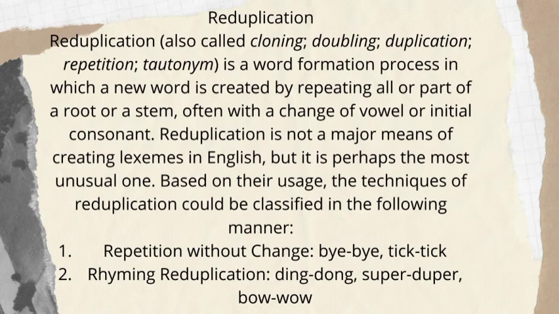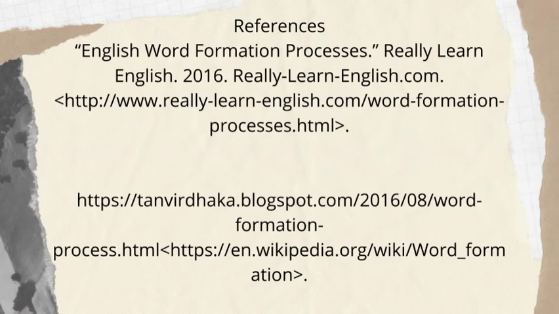Based on their usage, the technique of reduplication could be classified in the following manner. 1. Repetition without change, like bye-bye and tick-tick. 2. Rhyming reduplication, like ding-dong, super-duper, or bow-wow. 3. Repetition with change of vowel, like tip-top, chit-chat, flip-flop, ping-pong, dilly-dally, or wishy-washy. And the last one, repetition with change of initial consonant, like teeny-weeny.